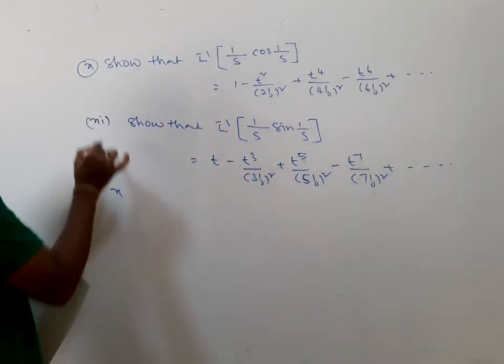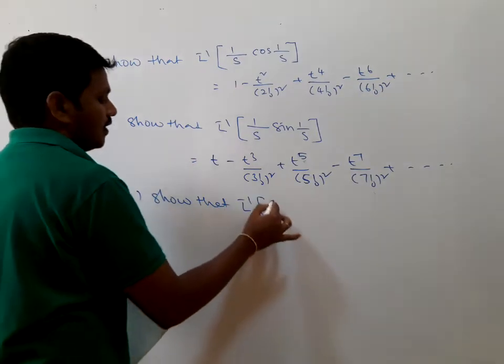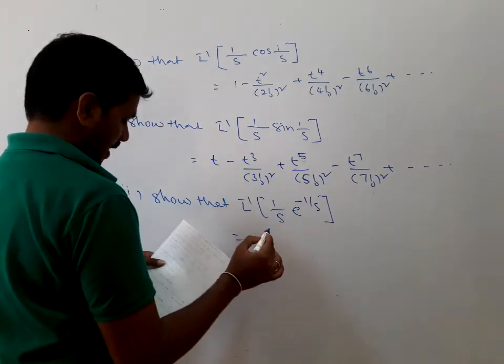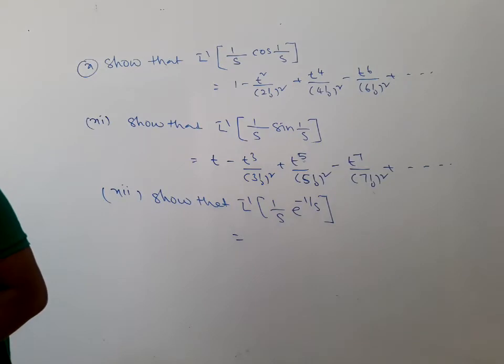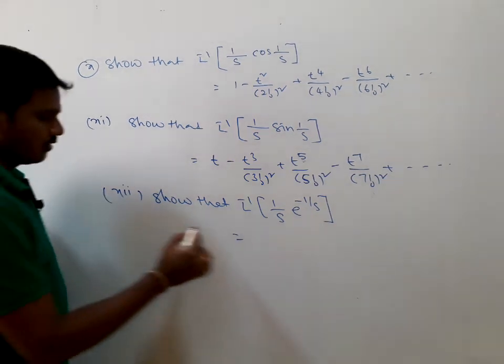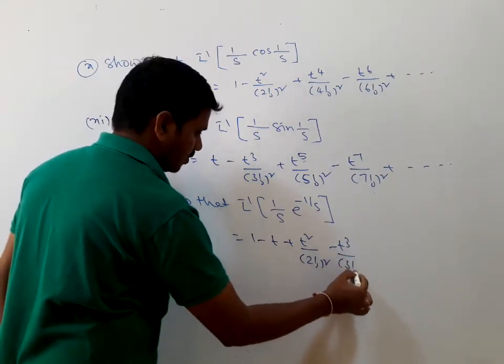Next, that is the 12th one, show that L inverse of 1 by s e to the power of minus 1 by s, which is the same as, we will get the answer 1 minus t square by 2 factorial, t cube divided by 3 factorial whole square, 1 minus t plus t square divided by 2 factorial whole square minus t cube divided by 3 factorial whole cube plus so on.